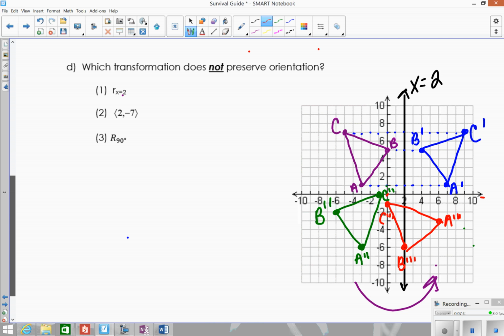And then for part B, it says which transformation does not preserve orientation. Any reflections are going to be the answer to this. Reflections are the only transformation that won't preserve orientation. The only reflection that we did was the reflection at the beginning, which was over the line x equals 2. All of the other ones will keep the orientation the same. Remember, orientation means the order of the letters.